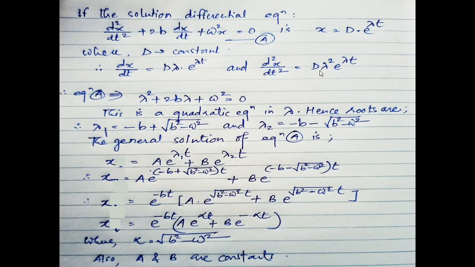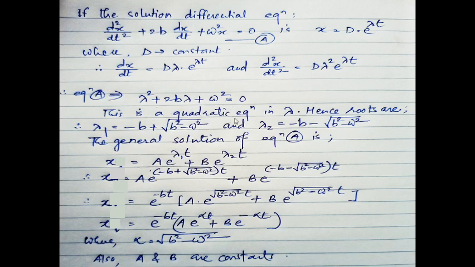So d²x/dt² is λ² into e^(λt). Now use these values in the above equation. Then λ² + 2bλ + ω² = 0, because d into e^(λt) becomes common, and if we shift it to the right-hand side it becomes 0. So we get this equation: λ² + 2bλ + ω² = 0.